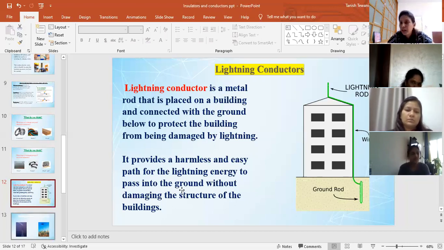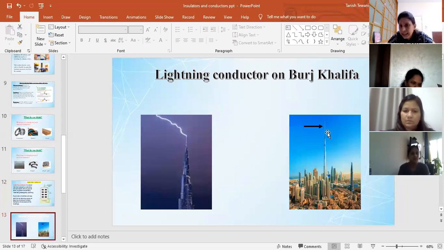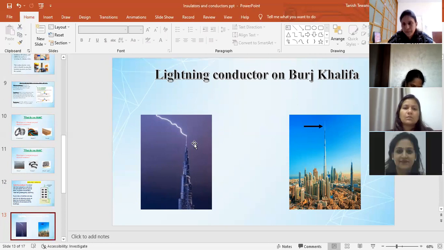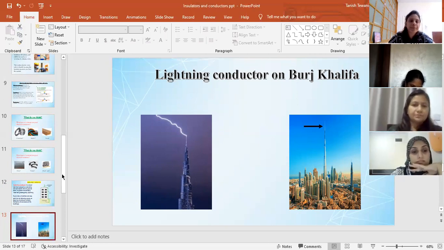This is the Burj Khalifa in Dubai. You can see this arrow, a very long rod is there, a lightning rod. Many times the Burj Khalifa has been struck by lightning, but because of this lightning conductor, this rod, it is safe.